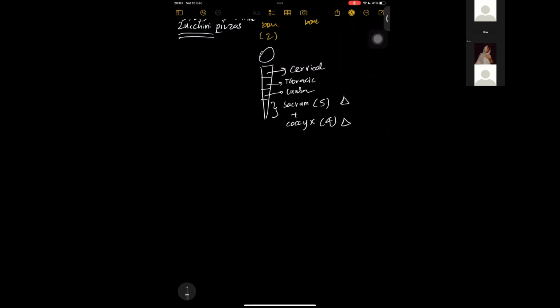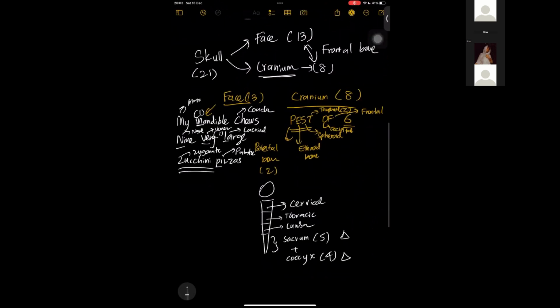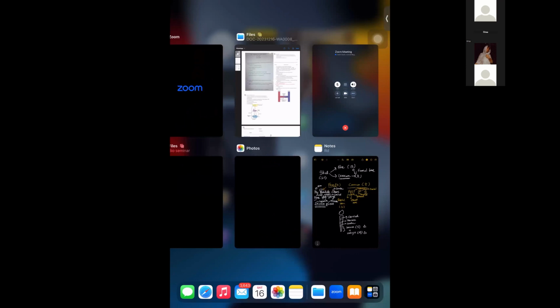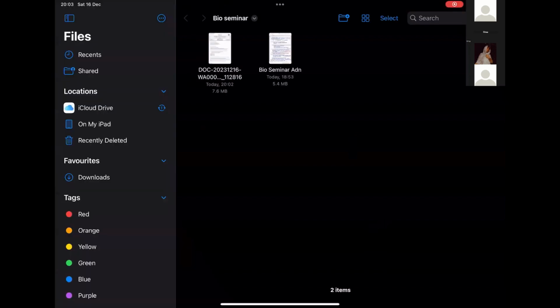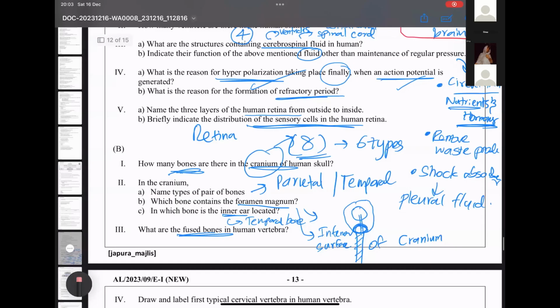And if you understood, you can put a confirmation in the chat. I hope you took a screenshot of this. Okay, and now here. You can even take a screenshot of this if you want. So take a screenshot of this.